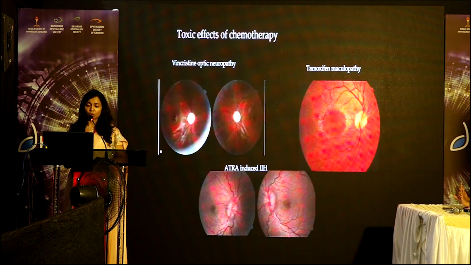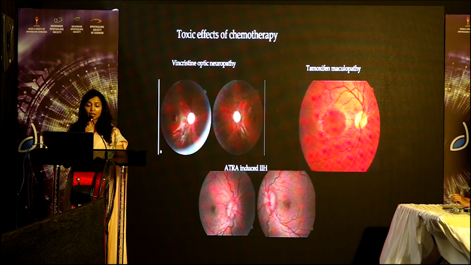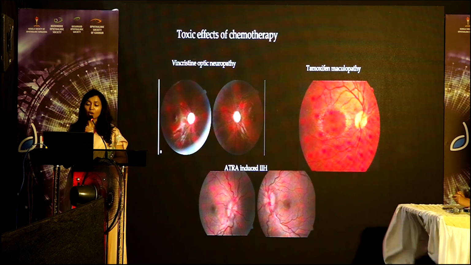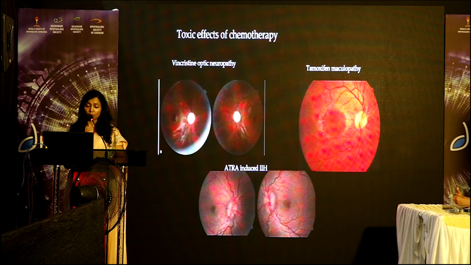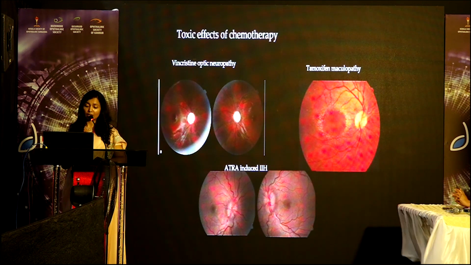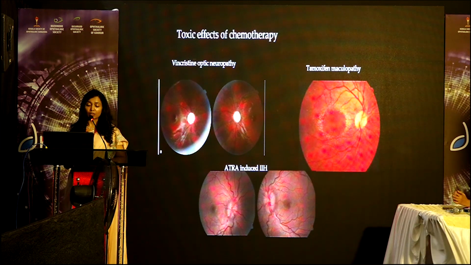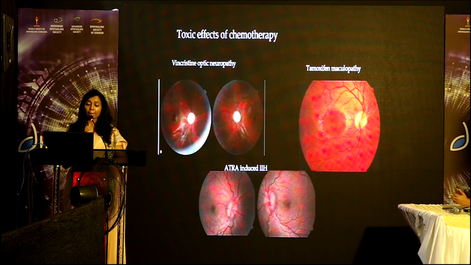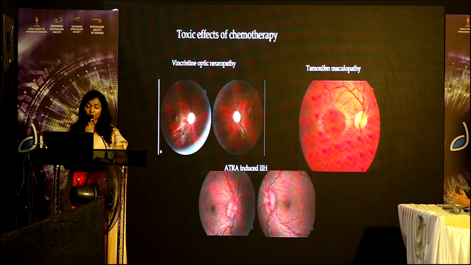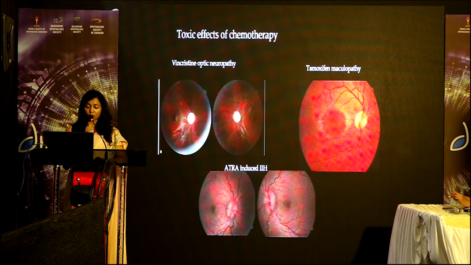Then we should always bear in mind the toxic effects of chemotherapy, like vincristine optic neuropathy that can occur in patients on treatment for ALL, or tamoxifen maculopathy in breast carcinoma. And ATRA-induced or retinoic acid-induced IIH is something we see in our clinic with the neurology team. When they start the patient on retinoic acid, these patients can develop disc edema, which is IIH, and they need to be monitored to see whether the disc edema is developing, and accordingly they titrate the dosage of retinoic acid.